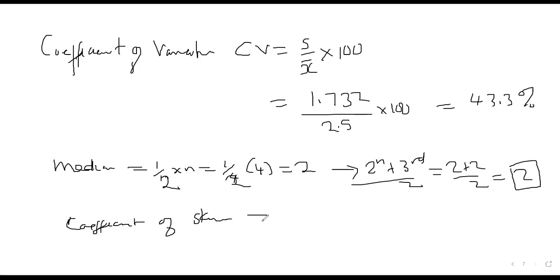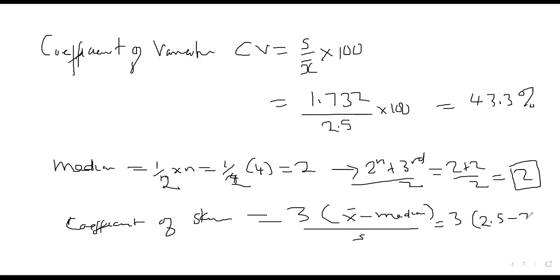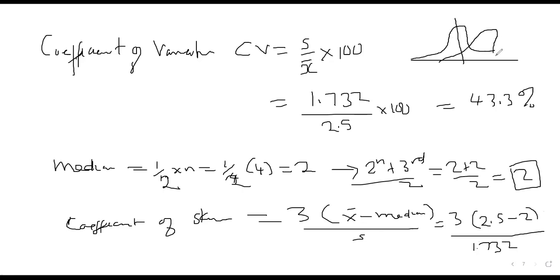So the coefficient of skewness is given by 3, the mean minus median over standard deviation. So our mean was what? 2.5. Our median was 2, and our standard deviation was 1.732. So here skewness just tells you where it's bending. If you get a 0, it is normally distributed. If you get a positive, it is skewed to the right. If you get a negative, it's skewed to the left.